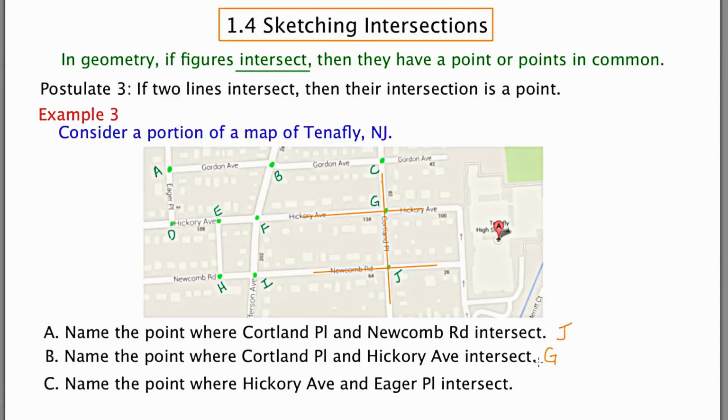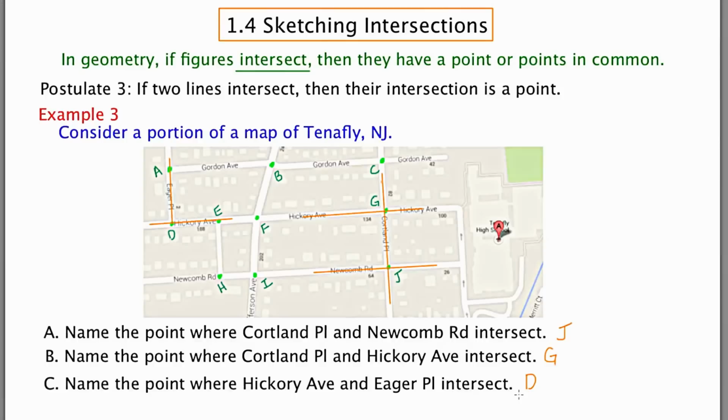Now to letter C. Name the point where Hickory Ave and Eager Place intersect. So this might be a little more tricky to find. Hickory, here's Eager over here. What I'm going to need to do is maybe shade a little bit of Hickory down here, also in orange. And then Eager comes down like this, but the road comes to a T. It just stops, and then you either turn right or left. They still do cross. Eager does not continue, but Eager does intersect with Hickory at some point. Can you name the point at which these two streets intersect? If you guess D, you're correct.